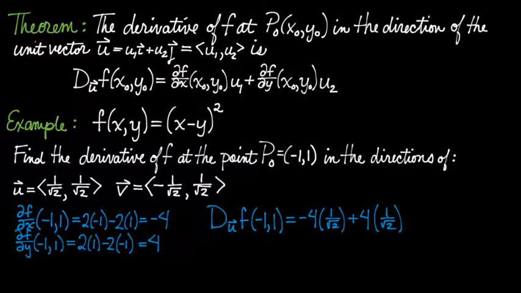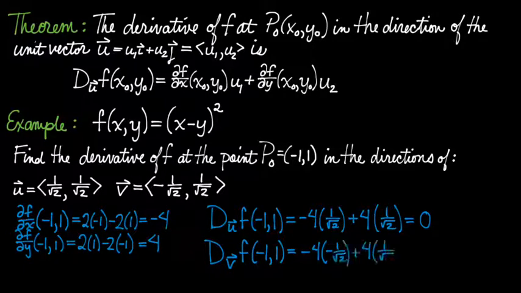I get -4 times 1 over square root of 2 plus 4 times 1 over square root of 2, which is equal to 0. I repeat the process, substituting the components for v, and I get -4 times -1 over square root of 2 plus 4 times 1 over square root of 2. The negatives cancel, and this is equal to 8 over square root of 2, which is approximately 5.66.